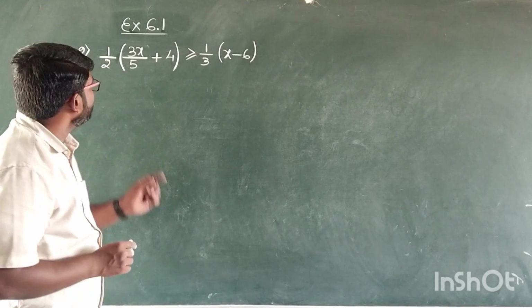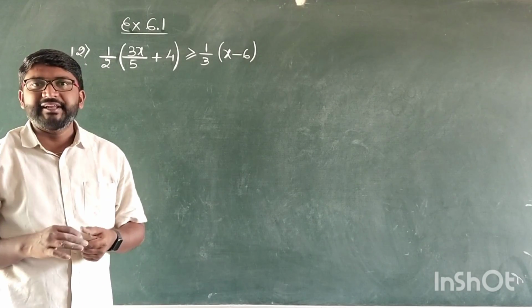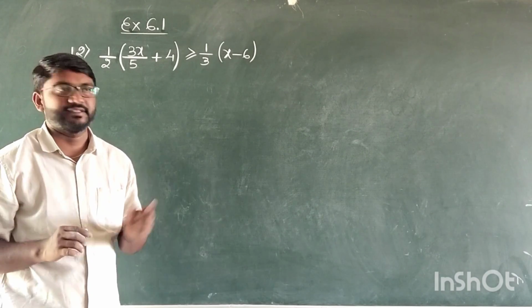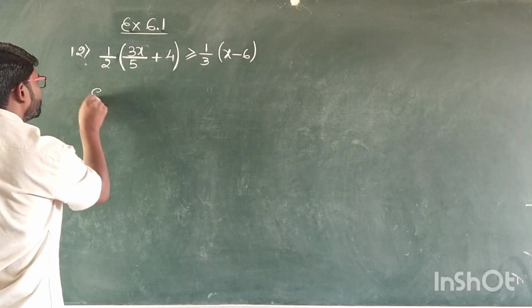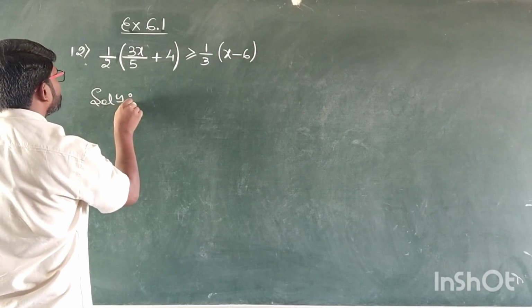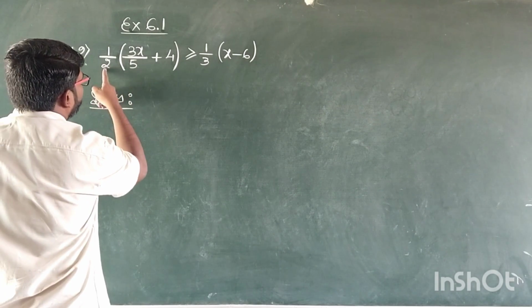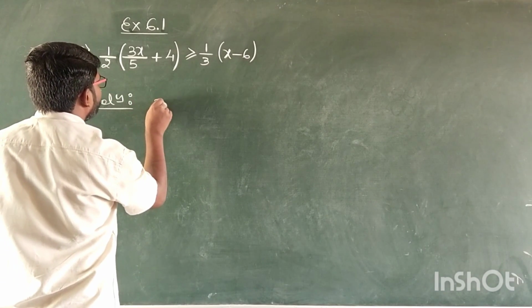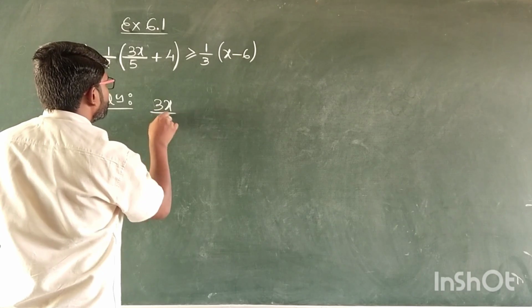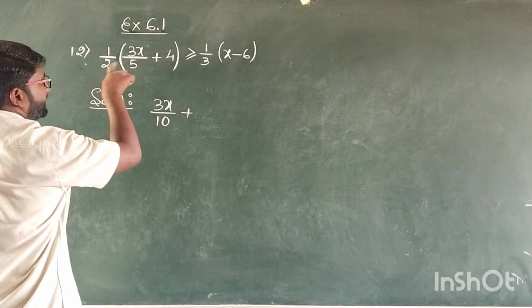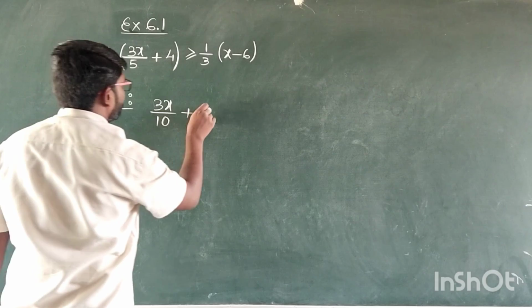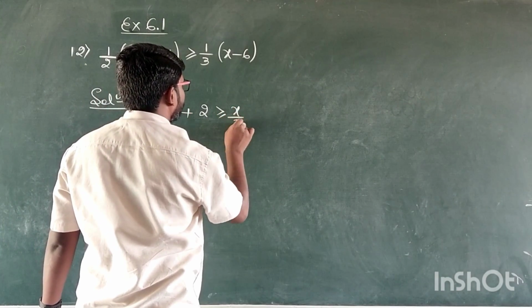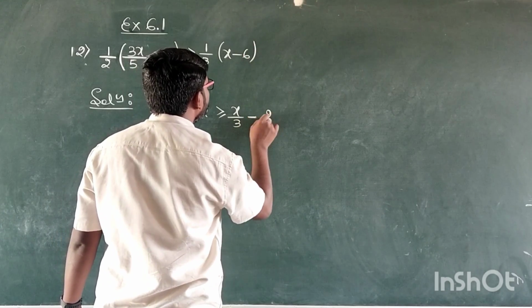Well, the question number 12, it is 1 by 2 into the bracket (3x by 5 plus 4) greater than or equal to 1 by 3 into the bracket (x minus 6). So, let us solve this inequality now. I will be multiplying 1 by 2 with these two terms and 1 by 3 with these two terms. Multiply 1 by 2 inside, we have 3x by 10 plus 4 by 2, which is 2, greater than or equal to x by 3 minus 6 by 3 will be 2.